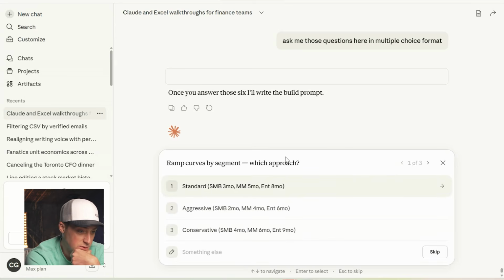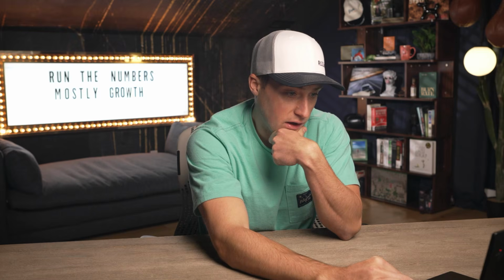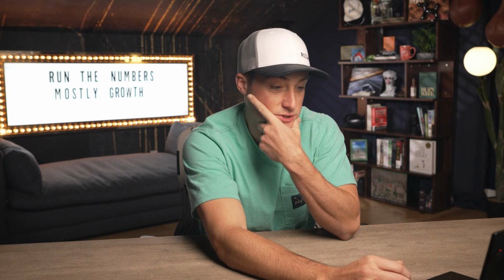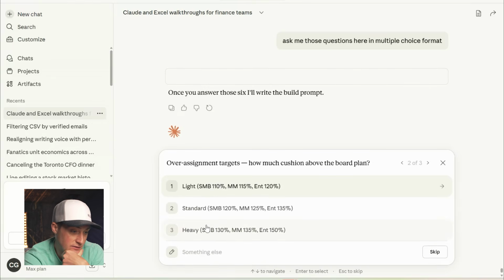All right, ramp curves by segment. Which approach? SMB 3 months, mid-market 5, enterprise 8. SMB 2 months, 4, 6. I'm going to go with 4, 6, 9, actually. Over assignment targets. How much cushion above the board plan? Great question. I love this. And you don't want it to over assign. I think it should be... Enterprise definitely needs the most cushion. You know, there's a lot going on in the macro right now. I'm going to give this a lot of cushion.